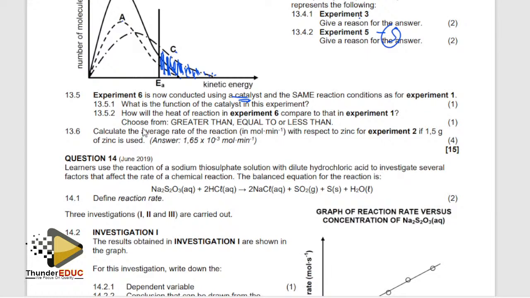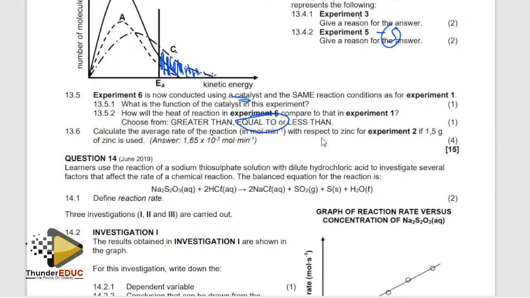Reaction. Then how will the heat of reaction in experiment 6 compare to experiment 1? Will it be equal to? They're saying the heat of reaction. Remember, a catalyst doesn't change anything, it just makes the speed faster. The heat remains the same, so it will be equal to. Yes.